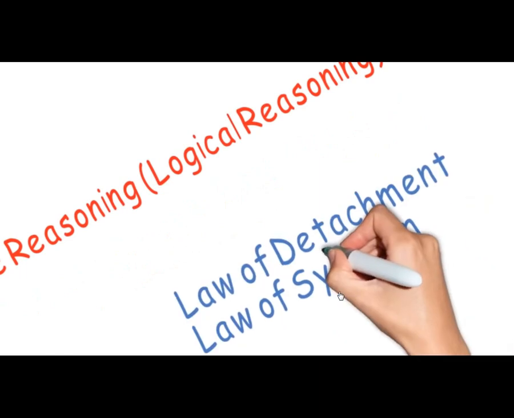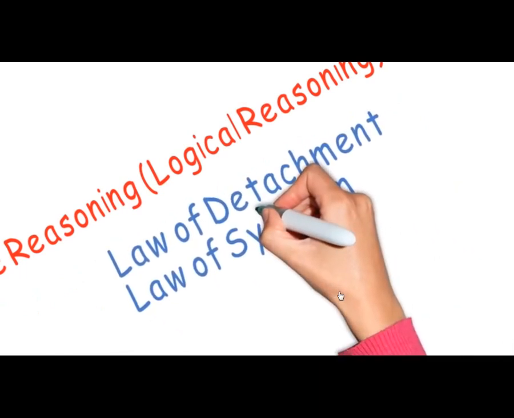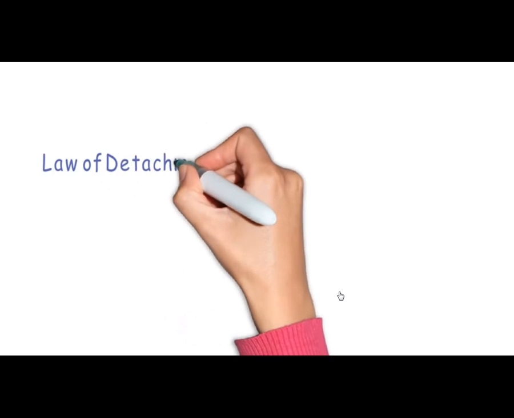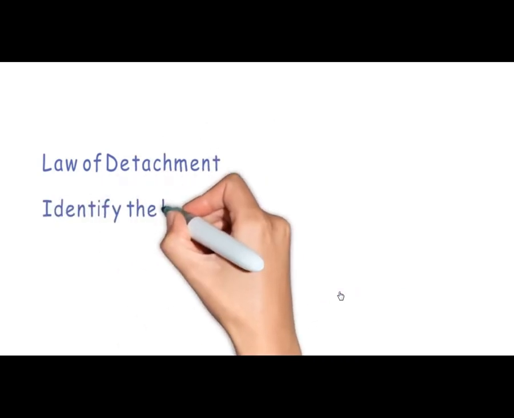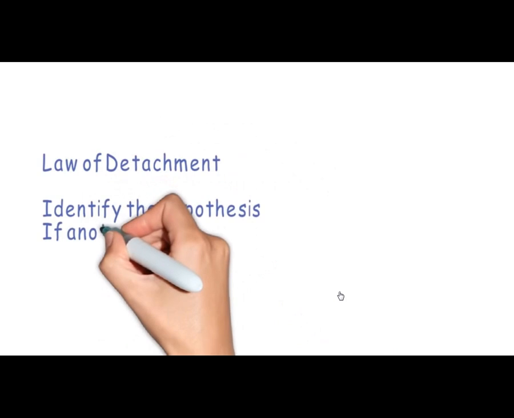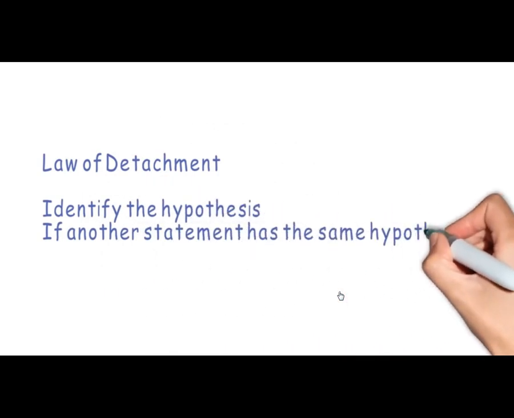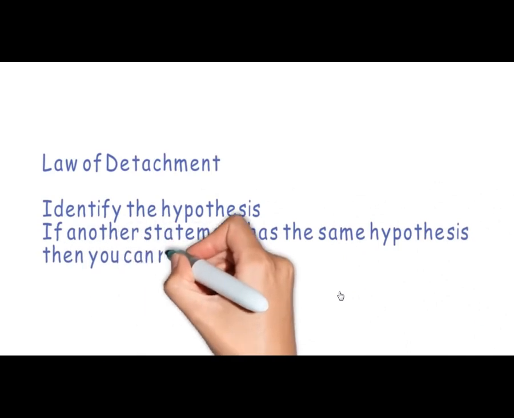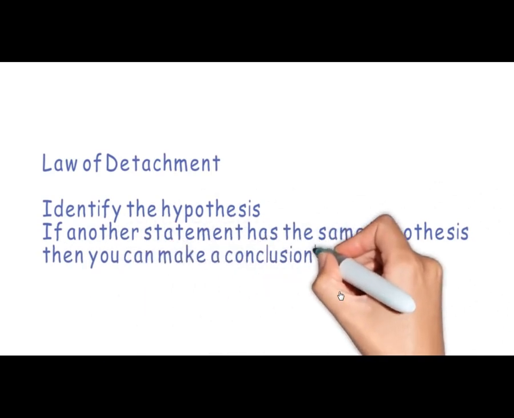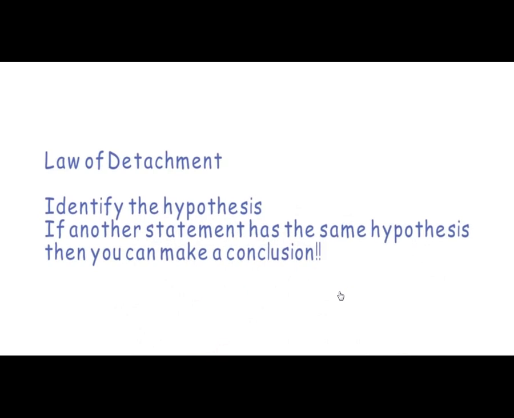Reasoning. We're going to look at some given conditional statements to make facts or conclusions. We're specifically going to look at the law of detachment and the law of syllogism. We're going to start with the law of detachment. It says that we need to identify the hypothesis. If another statement has the same hypothesis, then you can make a conclusion. Let's look at a given statement, because then this will make a lot more sense.